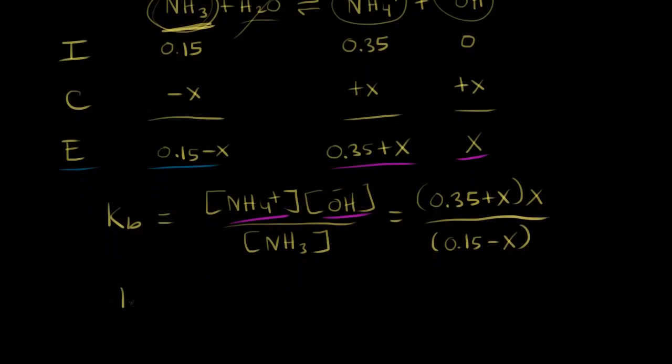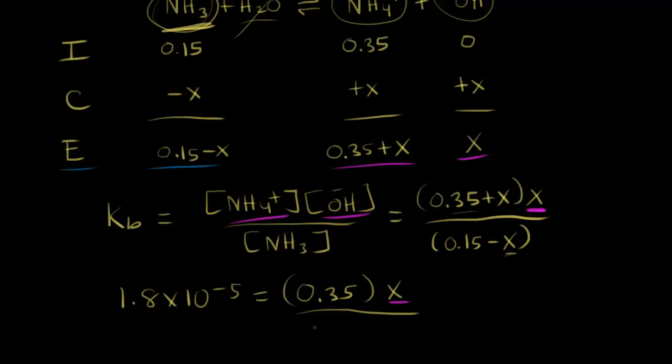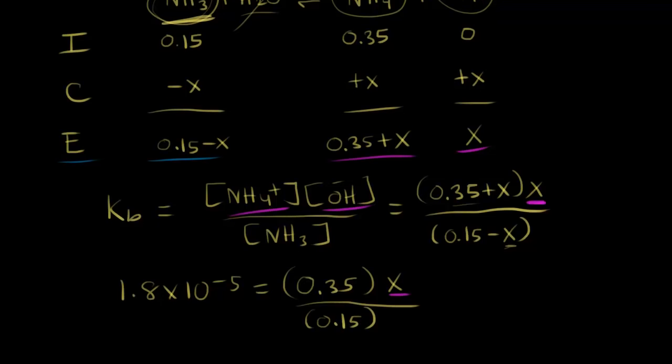So we have 1.8 times 10 to the negative 5 is equal to, once again, we're going to make the assumption. So if we say that X is an extremely small number, right, then we don't have to worry about it when we're adding it to 0.35. And so we just say this is equal to 0.35. So 0.35 plus X is pretty close to 0.35. So this is times X, and let me just make sure you understand this X is this X. And then once again, 0.15 minus X, if X is a very small number, that's approximately equal to 0.15. And so now we would have this, and we need to solve for X.